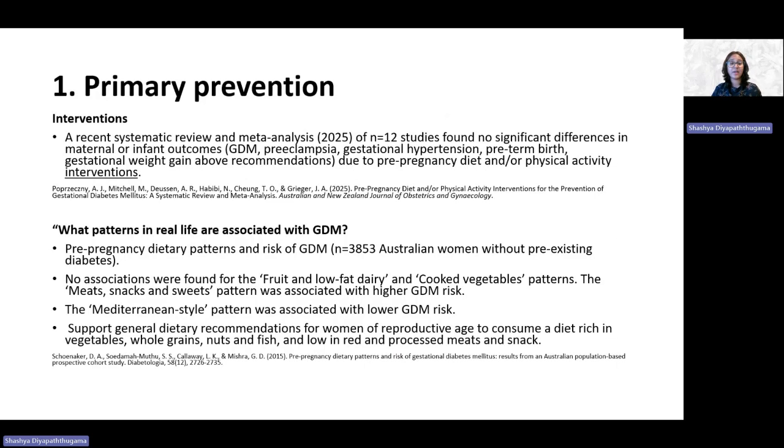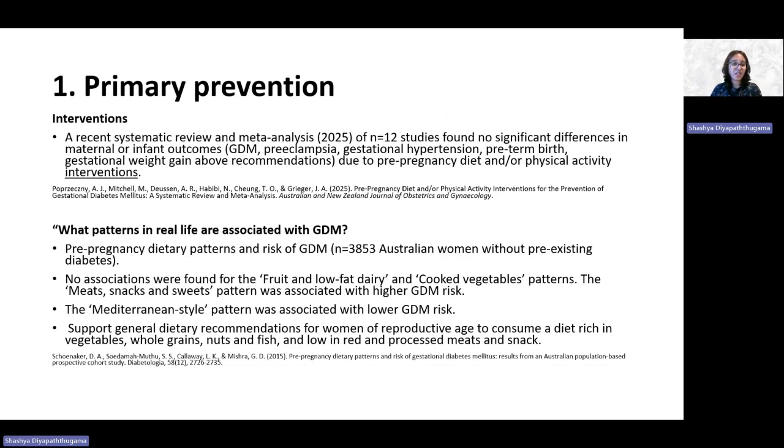So the first one is about primary prevention, that is to prevent the onset of gestational diabetes. I have taken these different evidences from peer-reviewed published literature, and also I have given the references. So if you want to read further, you can search for these different references, these sources.